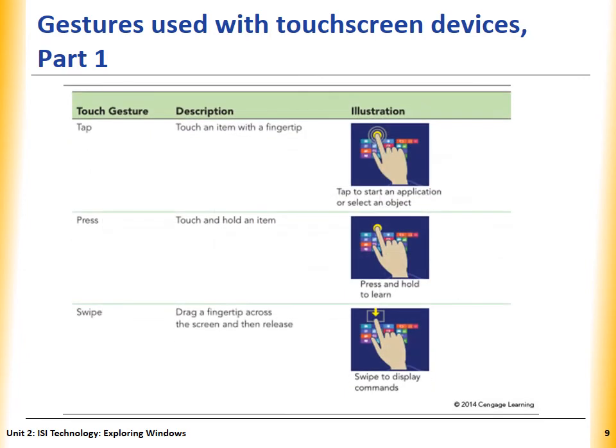Now we are going to talk about tap. What is tap? Tap is to touch an item with your fingertip. You see here? You touch it with your finger. Press: touch and hold an item. Here you touch and hold your finger on the screen. What is swipe? Swipe is to drag a finger across the screen and then release it. See? It drags downwards with the finger.